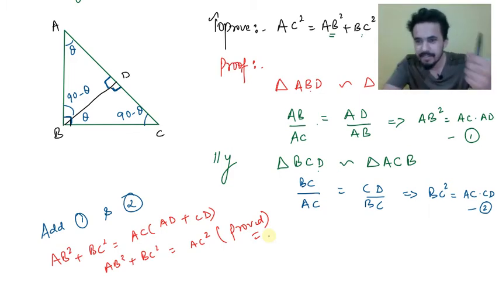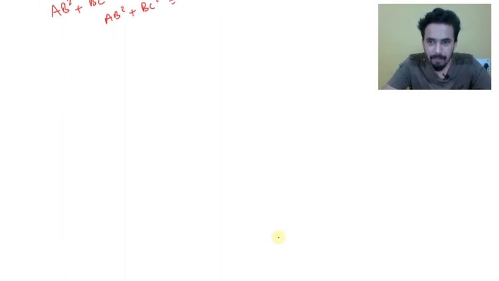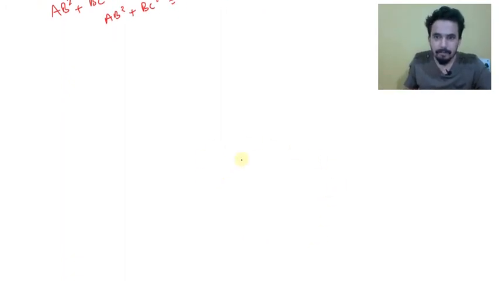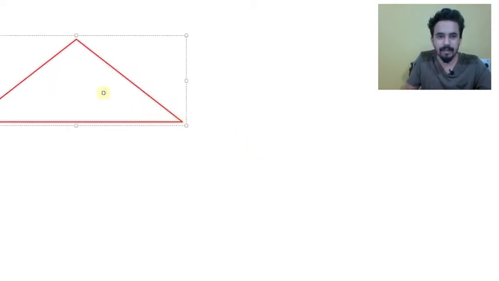Now there is one interesting concept I just wanted to show you. I believe all of you must be knowing this cosine rule. What is cosine rule? Let me show what it is, then I can explain. Using the cosine rule, you can also prove Pythagoras theorem. Suppose I take, let's say, a random triangle.